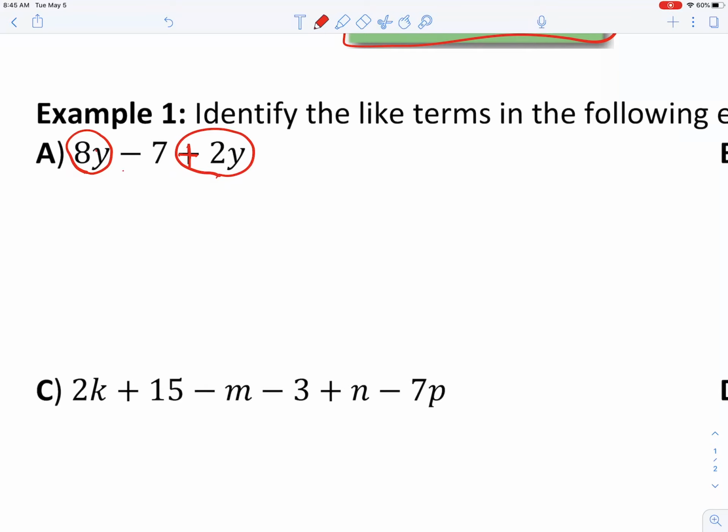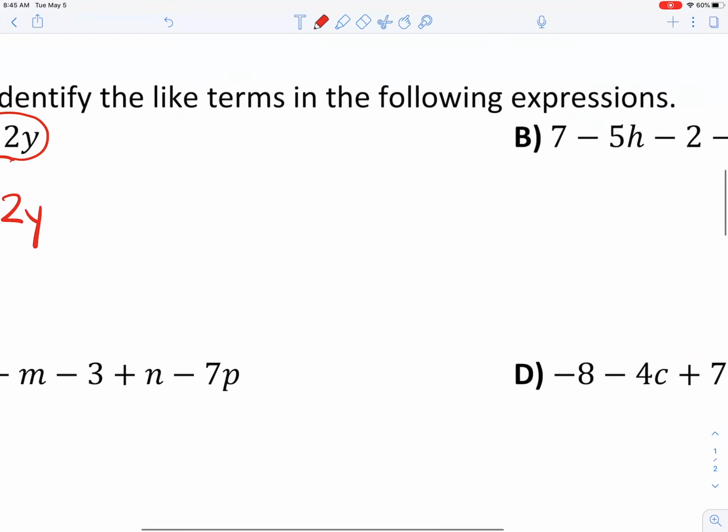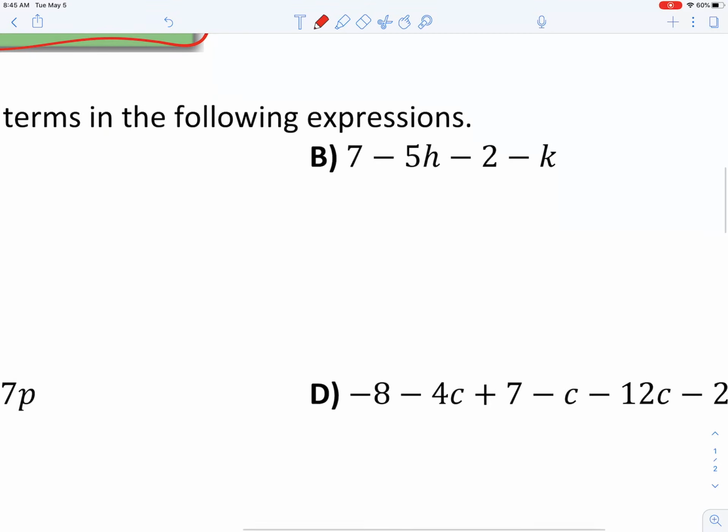The reason why is because that indicates that this is a positive 2y, okay? Whereas in contrast, this 7 is a negative 7 because of that minus sign. So negative 7 is different. It doesn't have the y with it. So our like terms, we have to identify the like terms. We have 8y and 2y as our like terms. Those are the two things that look the same.